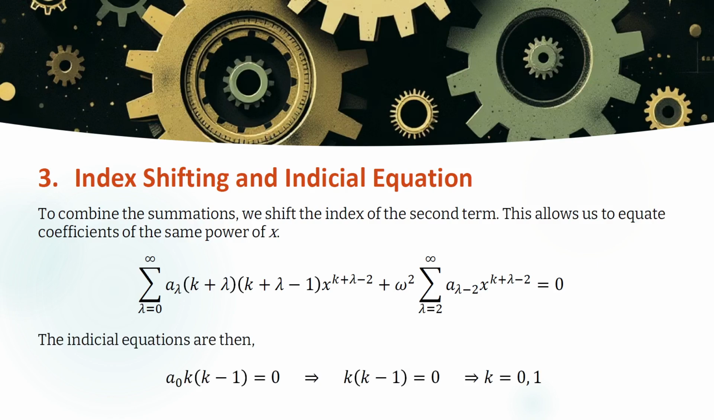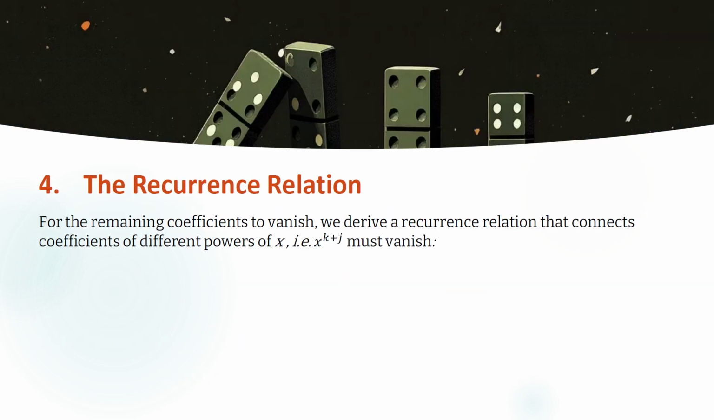So the indicial equation is then a naught times k times k minus 1 is equal to 0. And we can directly see that the values of k are 0 and 1. We have two cases. One case is for k is equal to 0, and another case is for k is equal to 1. So we will be using these cases for our general solution.